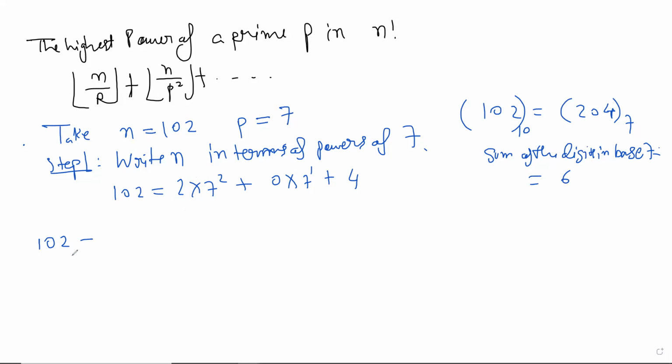Now we take 102 and subtract this 6, and then divide by p minus 1, because p minus 1 is 6 here, right? So 102 minus 6 divided by 6. What does it come out to be?